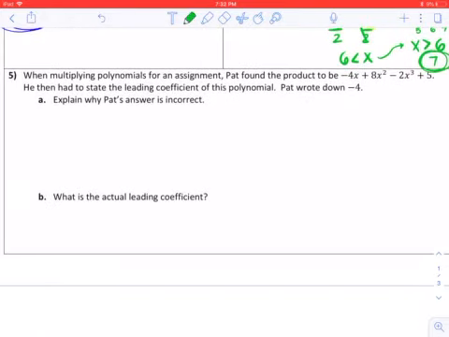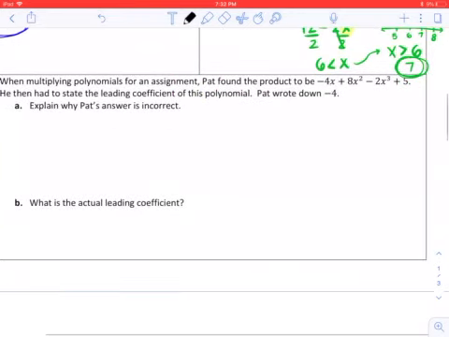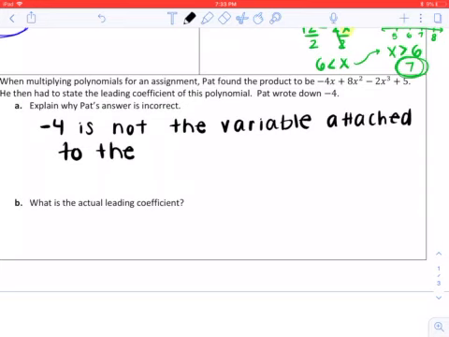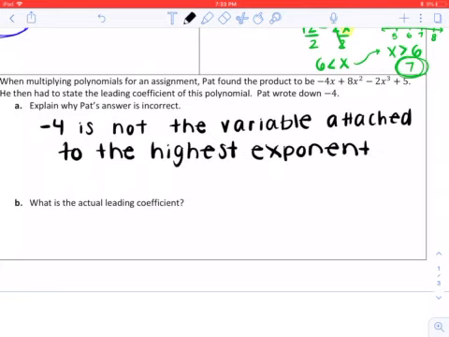We did this in a past video talking about leading coefficient, and we learned that the leading coefficient is the variable attached to the highest exponent. So he's incorrect because negative 4 is not the variable attached to the highest exponent. Oh my gosh, sorry, I wrote that wrong, and I'm not starting this video over.